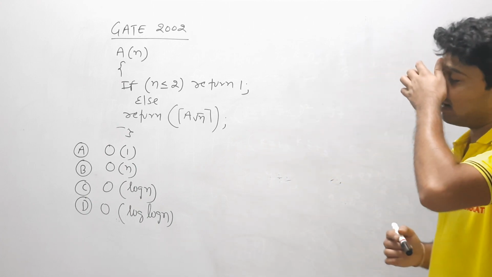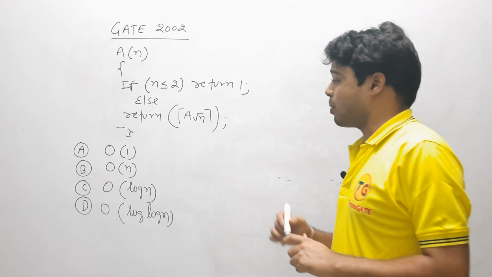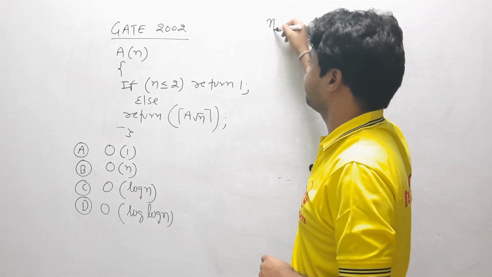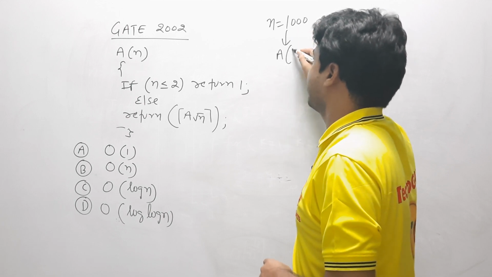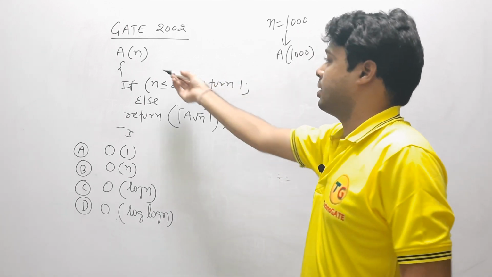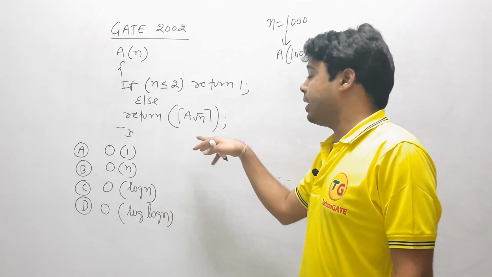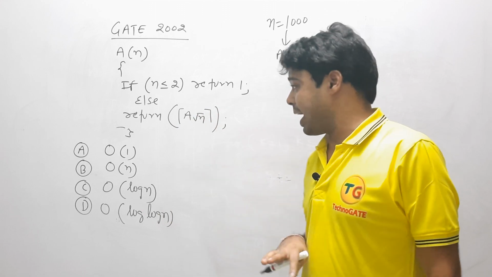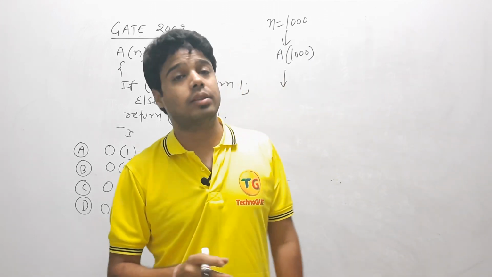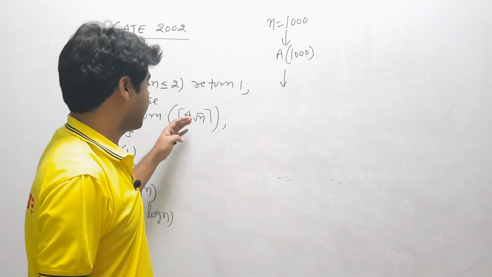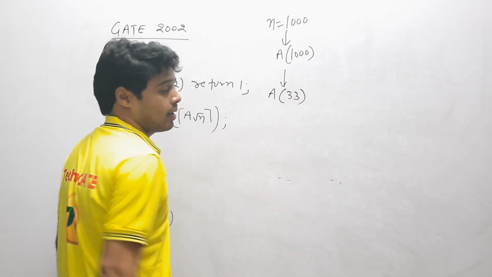Here again, take any example, take any value of n and find out. Suppose we take n as 1000. Is n less than or equal to 2? No, so it returns the ceiling of the square root of n. The square root of 1000 is approximately 32 point something, and with the ceiling function it is 33.